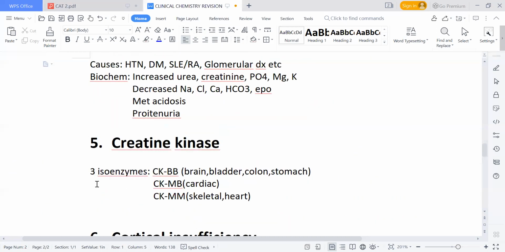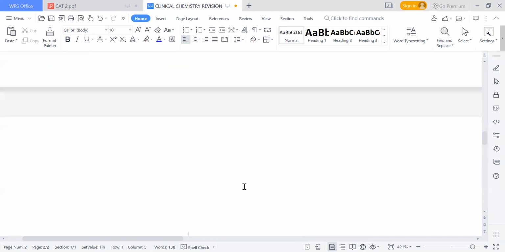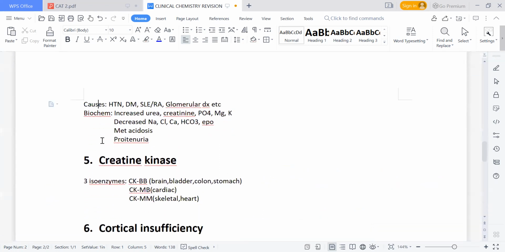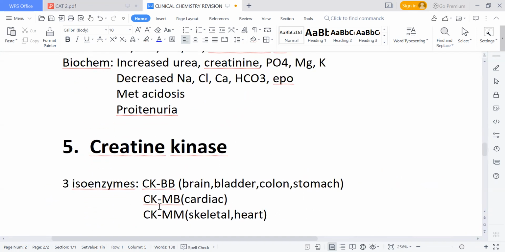So creatine kinase has 3 isoenzymes. It has the CKBB, CKMB, and CKMM. BB, you can remember as brain, bladder. Brain generally means the CNS. So it's found in the brain, bladder, colon, and stomach. CKMB, on the other hand, is found in cardiac muscle, and CKMM is found in skeletal muscle and the heart.